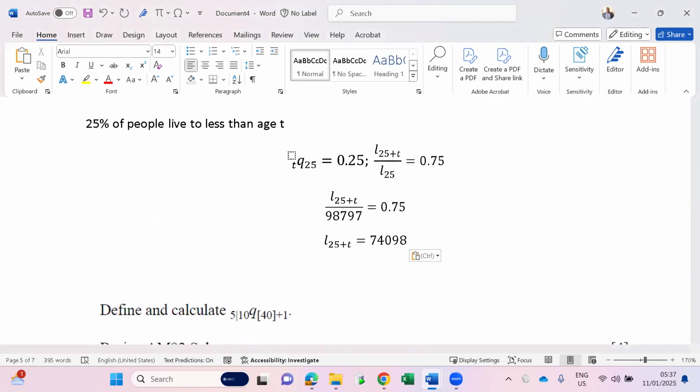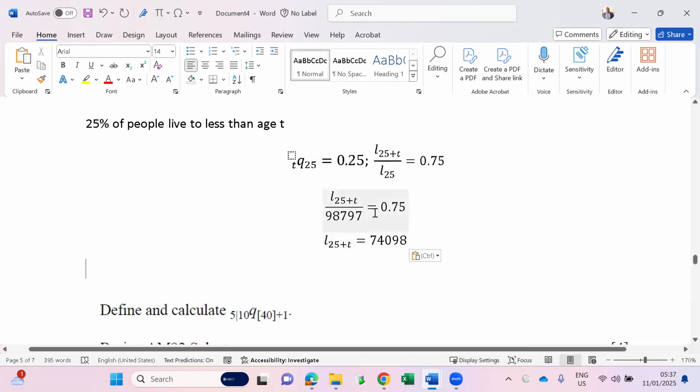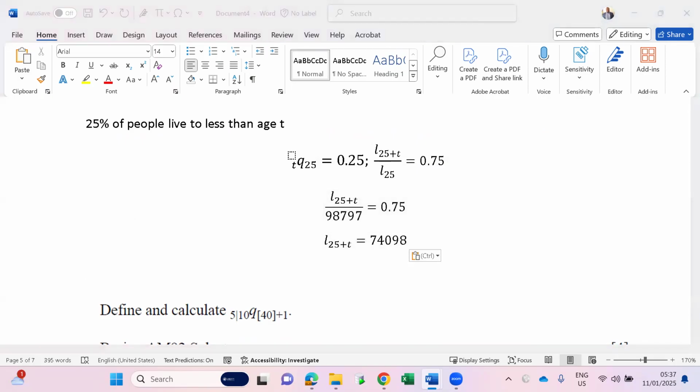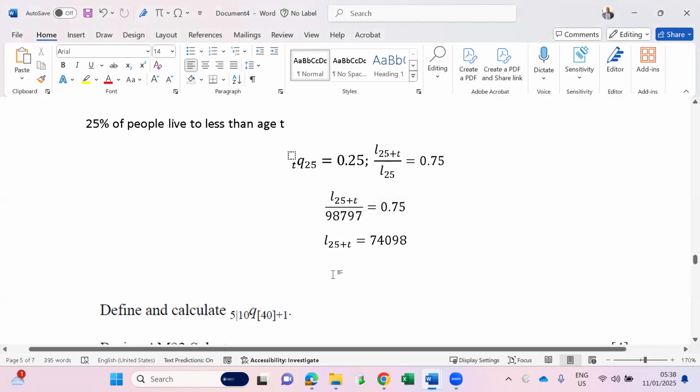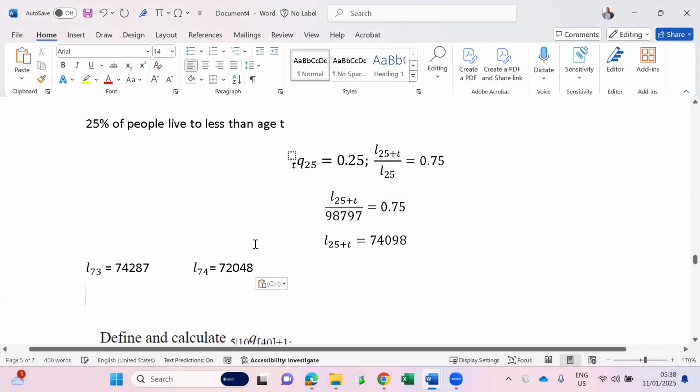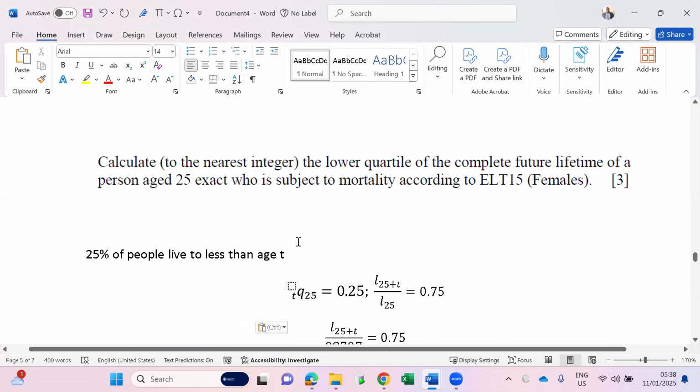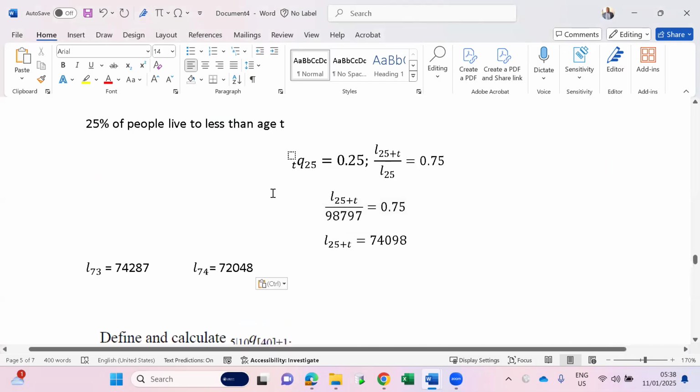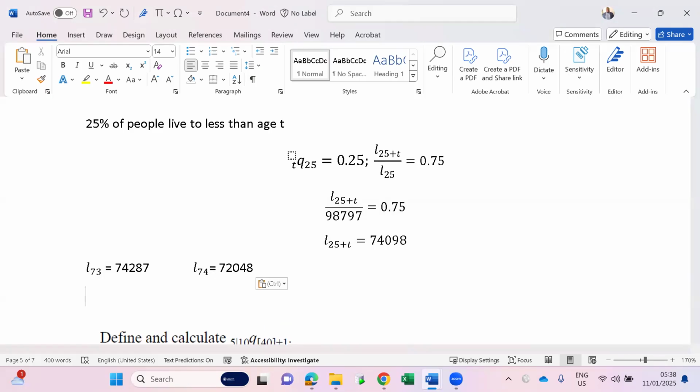And then we have that it's 0.98, right? So we will take the lowest value. In the tables, we have L74 and L73, right? So we need to take the nearest integer. So this is, I'm guessing, close to that, L73, right? I need to check the answer.